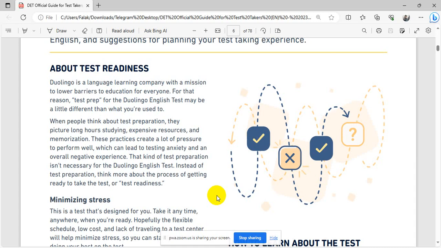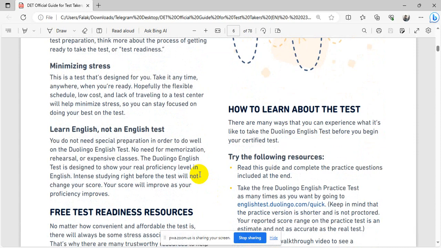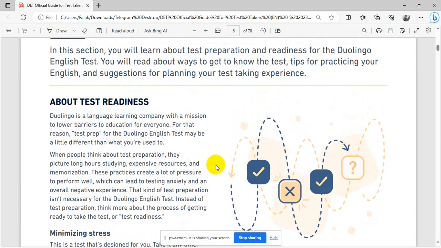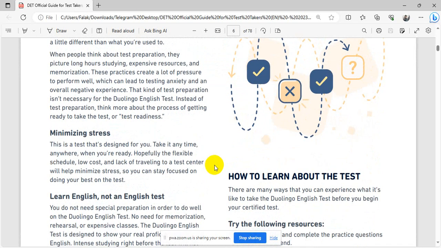However, there are some suggestions that if you do this work or do it this way or that way, it can help. But there is nothing particular before the test to get ready for, or to memorize, or to do. And then about minimizing stress. It says that this is a test that's designed for you. Take it anytime, anywhere, when you are ready. Hopefully the flexible schedule, low cost, and lack of traveling to a test center will help minimize the stress, so you can stay focused on doing your best on the test. So that's it. It means they also think about minimizing your stress, and this test in fact minimizes your stress. You don't need any address.